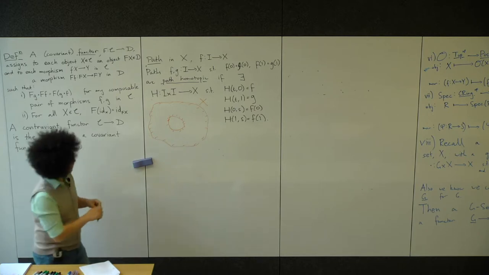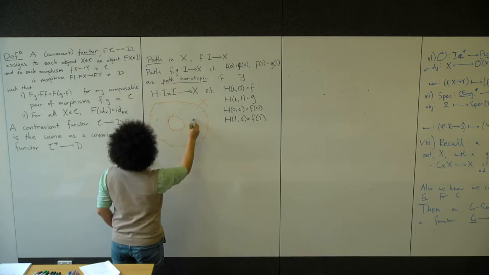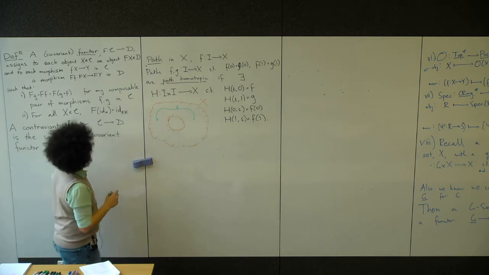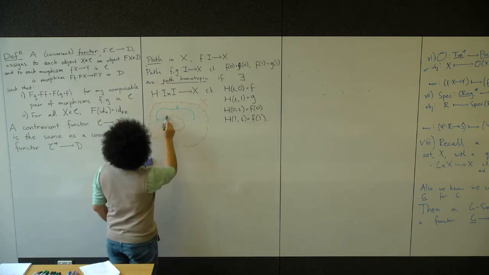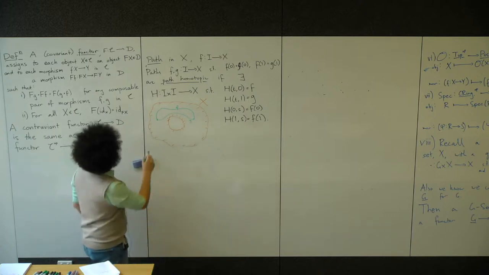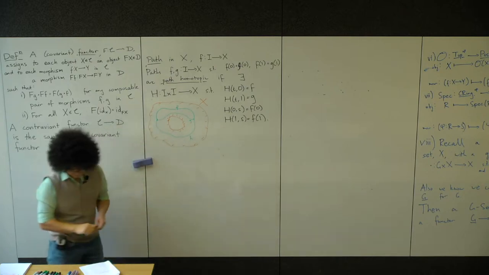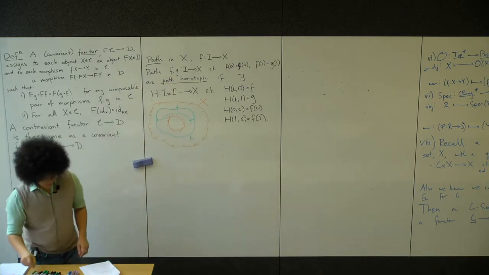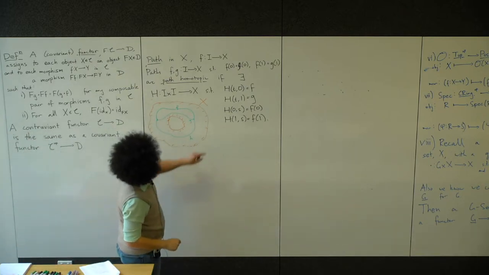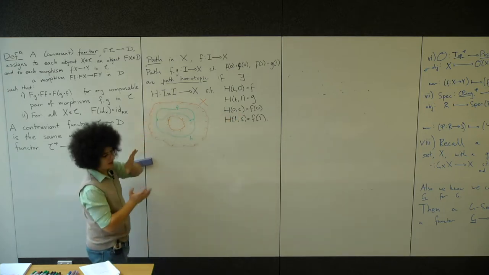So if I have a path F, this is some map from the interval to X like this. Maybe I have some other path G, and let's have some third path H. Okay, so these two conditions, so this map is a map from a square.